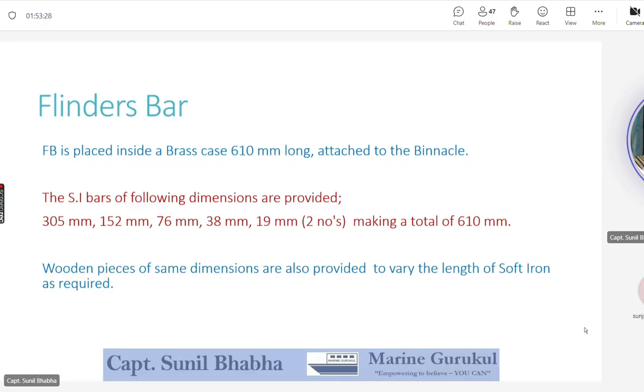On a ship which has a very big funnel, a huge funnel, let us say a VLCC, that tells us that the induced P on that ship is going to be substantial. So we may require a Flinders bar close to maybe 500 or 600 mm. On another vessel which has a very small engine and a very small funnel, the correction required may not be very much. So we may require just about 100 or 200 millimeters of the Flinders bar. These wooden pieces help us to vary the length of the Flinders bar.